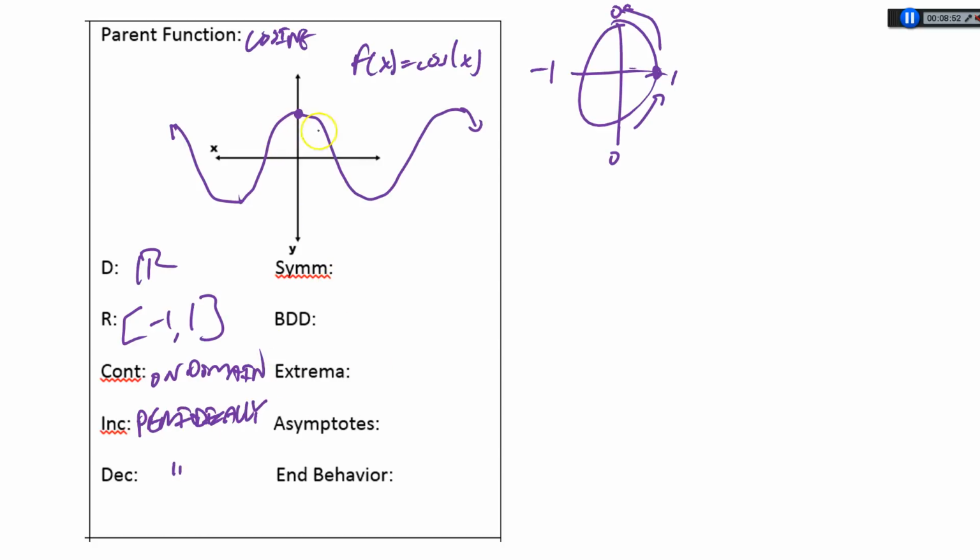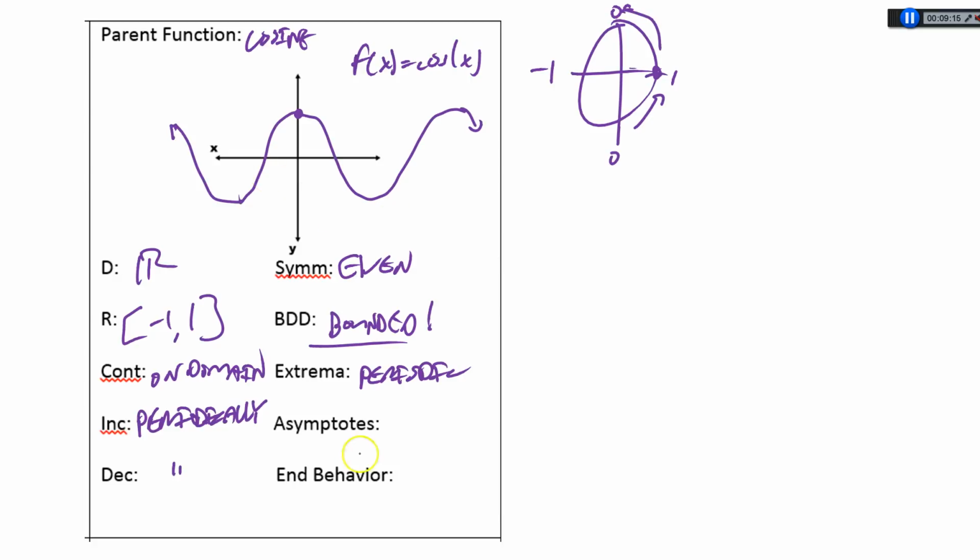Symmetry. We actually this time have even symmetry because if you folded it over the y-axis, you would end up with the same graph. So this is even. And we are bounded in general because we're bounded both below and above. We have a line we could draw that it would never cross. Extrema is periodic as well.